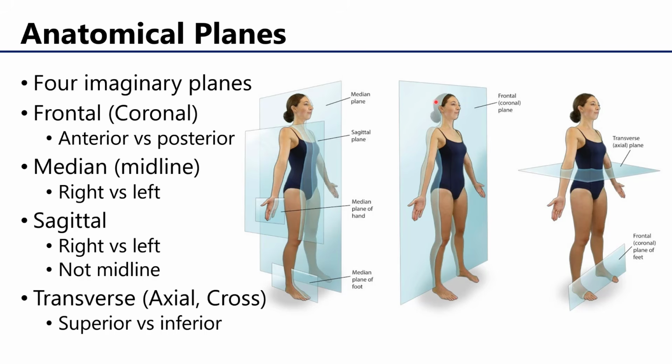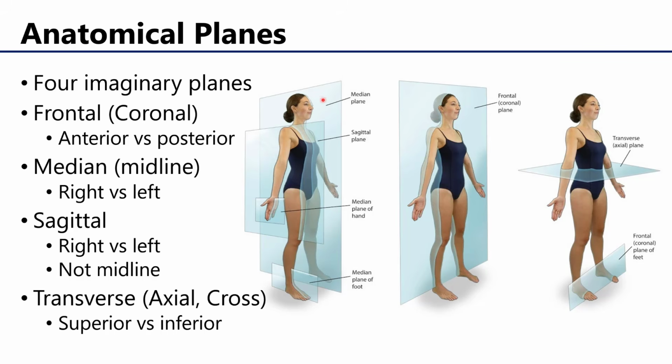So we can move or advance this plane forward such that it would just divide the anterior nose from the posterior nose and the rest of the body, or we could advance it backwards so as to separate this individual's ponytail from the rest of her body.